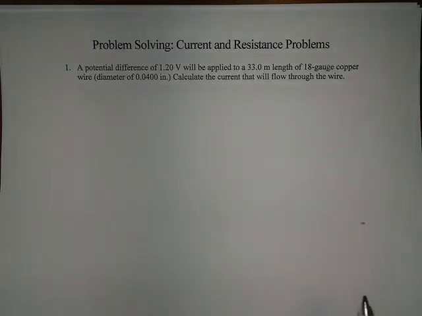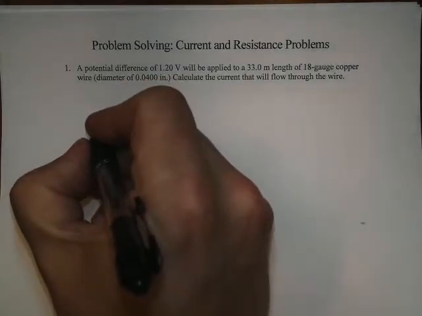So the first problem we're going to look at says a potential difference of 1.2 volts will be applied to a 33 meter length of 18 gauge copper wire. Calculate the current that will flow through the wire.